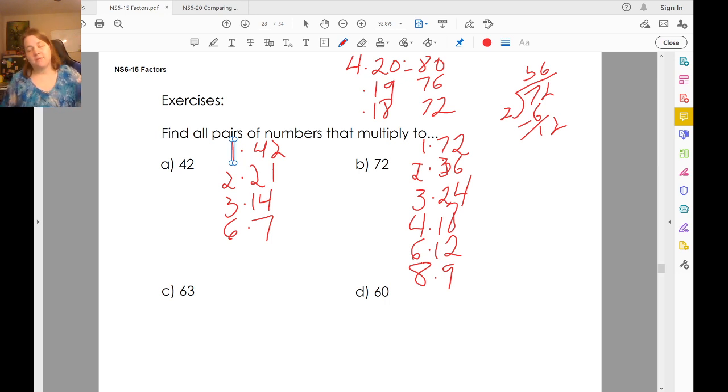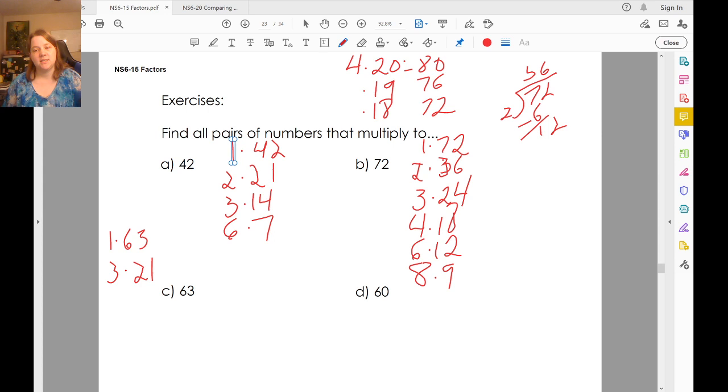Let's go ahead and make factor pairs for 63. I'm going to do it over here so I have more room. 1 times 63. Can't multiply by 2. Can I do 3? Sure. 3 times 20 is 60, so 3 times 21 is 63. And then I go to 4. Well, it's not even, so no even number will go into it.